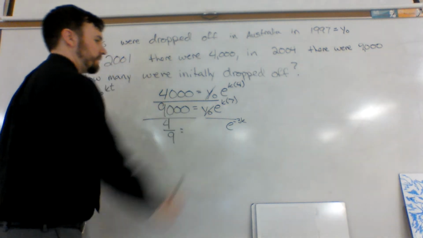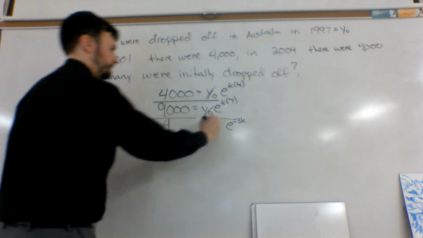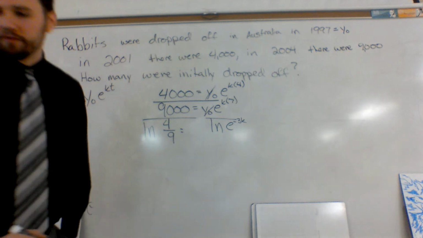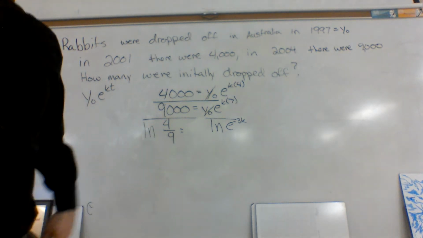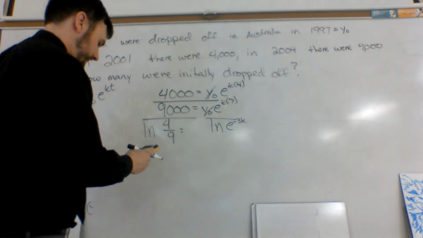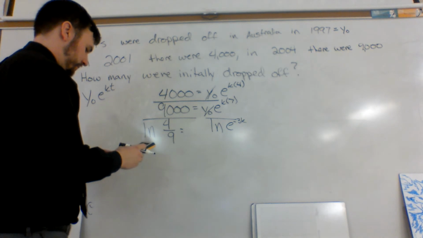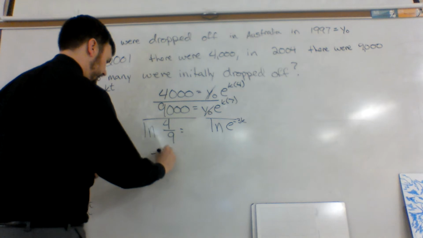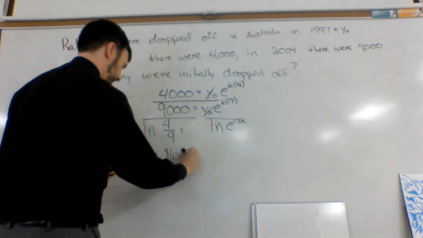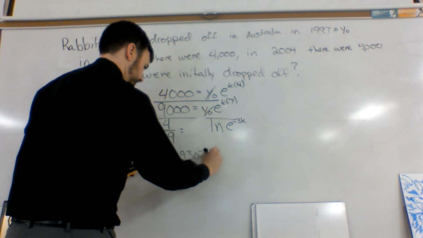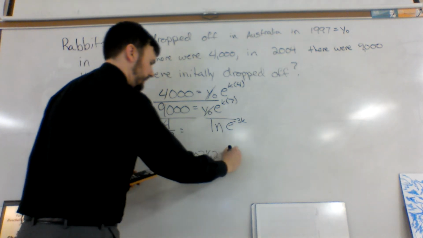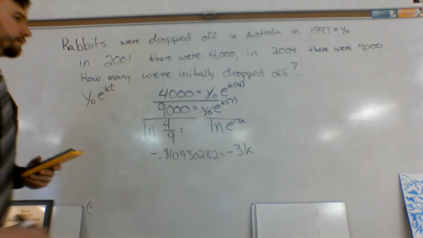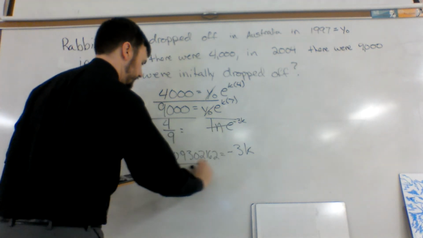How do you get rid of e? All right. So natural log of 4 over 9. This isn't the way I did it in my notes. I did it the fancy way. I'll see if I get the same answer. You will get the same answer. You get this equals negative 3k, right? So you divide by negative 3.